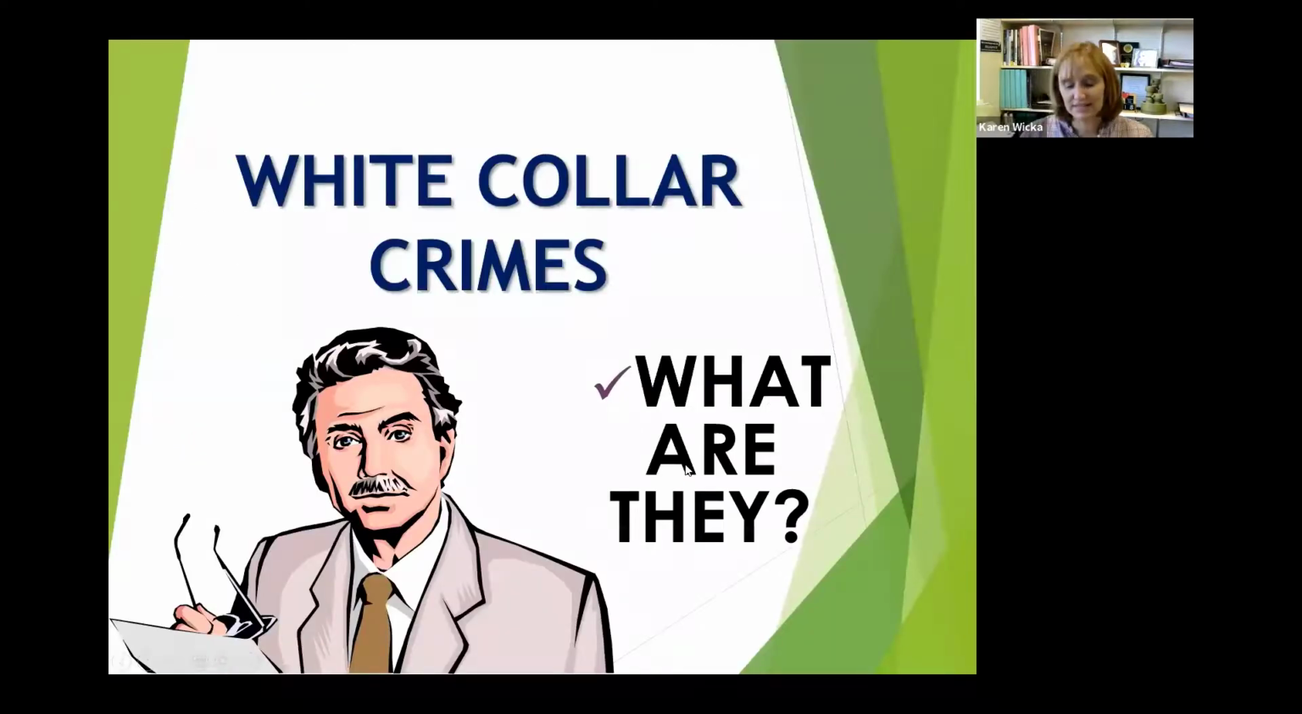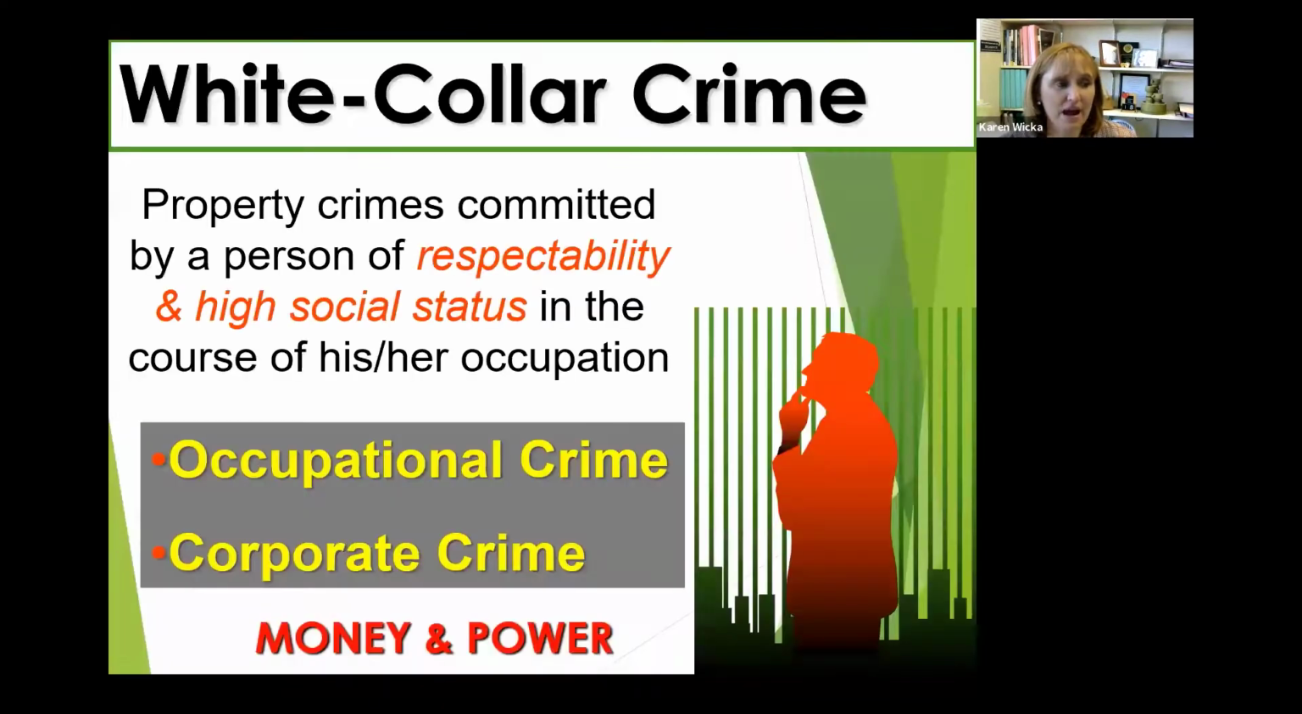Okay, so the last thing I want to talk about, I'm going to go through this fairly quickly, are what we call white collar crimes. So this is another form of taking crimes. So what are white collar crimes? White collar crimes are property crimes that are committed by people that are considered respectable or high in society in their occupation or their job. So these are people that have a position of power and they use and abuse that power to take property from other people.